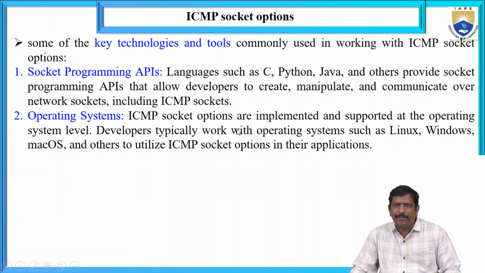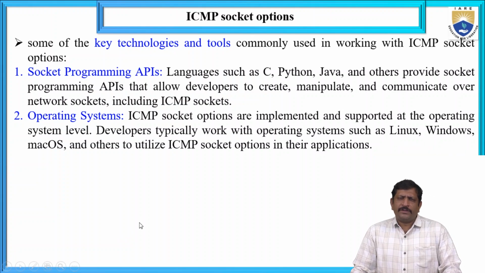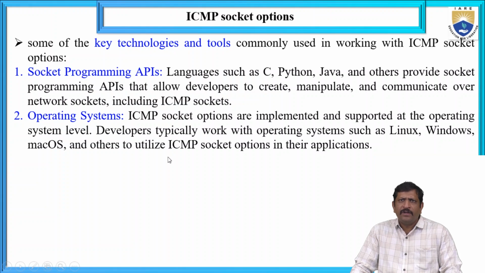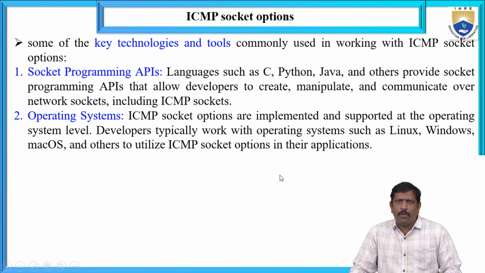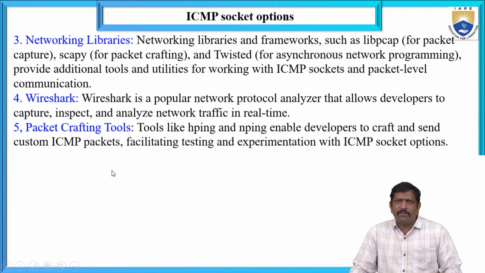Next, the operating system. ICMP socket options are implemented and supported at the operating system level. Developers typically work with operating systems such as Linux, Windows, Mac OS and others to utilize ICMP socket options in their applications. These operating systems support transmitting ICMP packets. Developers can utilize these operating systems and network libraries.